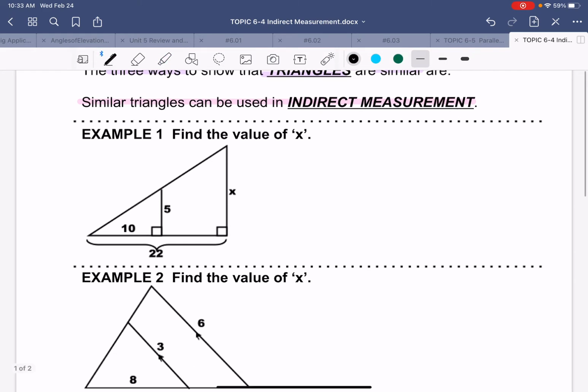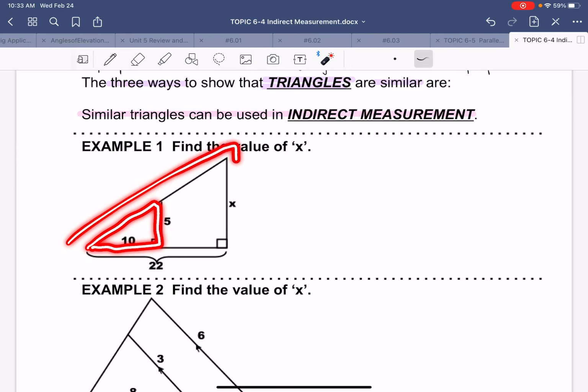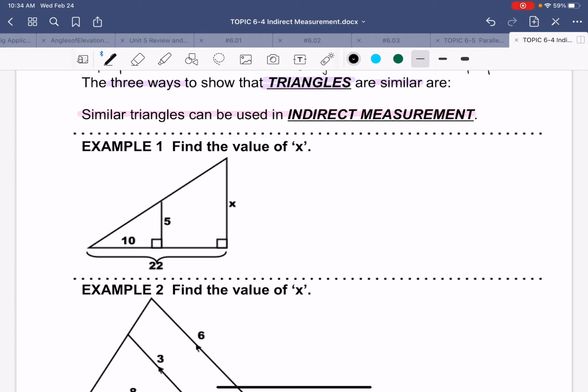And so here's what that means. In example 1, we have a smaller triangle inside the bigger triangle, okay? And that's what indirect measurement is. So when we're trying to find the value of x, we are still going to use proportions, but we have to be careful about the information it gives us. So let's decide what kind of proportion we want. I always like to put the big triangle on top of the small triangle.